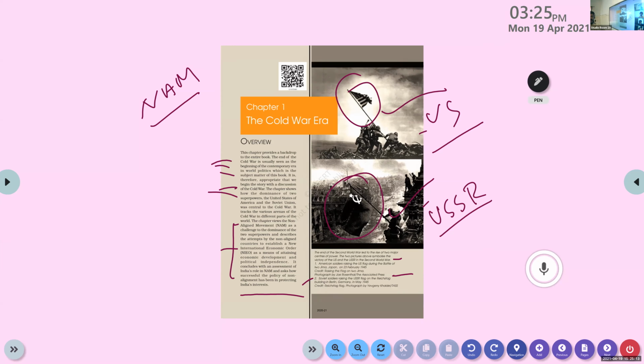And we want to learn how the NAM protected India's interests, or India's relationship with other countries. So we are just going to discuss these things in this entire textbook. Clear? The modern era, the current era.